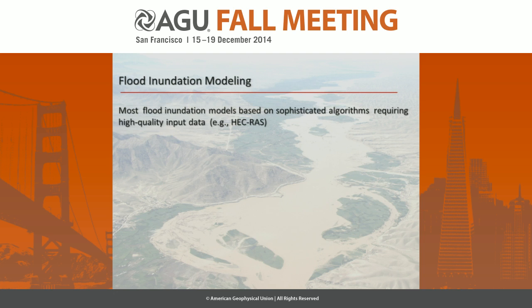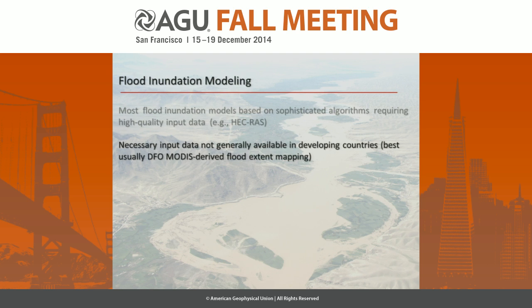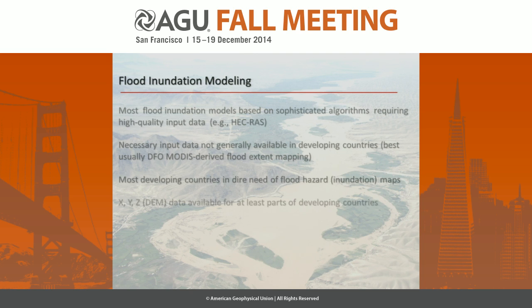So inundation modeling, most models, of course, are based on algorithms developed in the developed world where we have lots of data. The nice stuff, HEC-RAS is a good example of that. Necessary inputs, generally not available in places like Afghanistan. We do have some good information, Bob's DFO, the Dartmouth Flood Observatory data, and other sources. Most developing countries really need this, and of course Afghanistan is no exception.